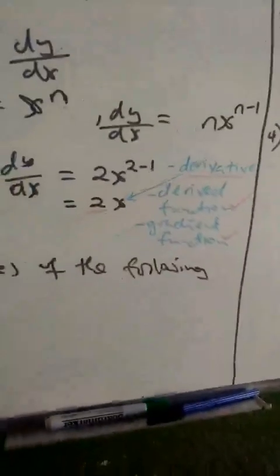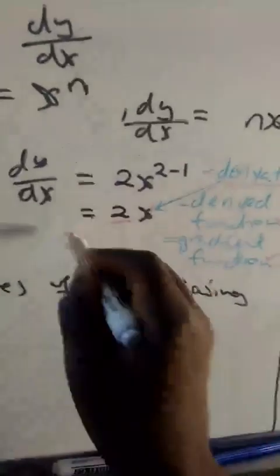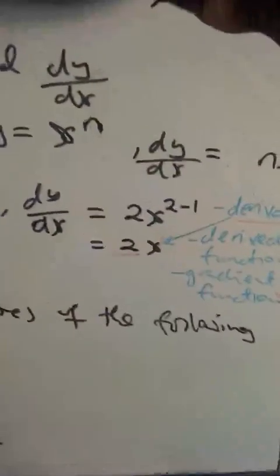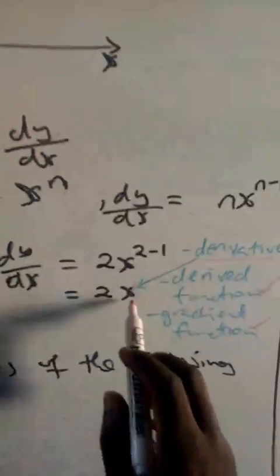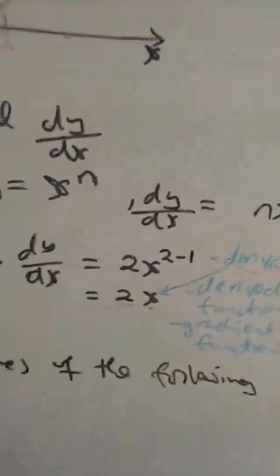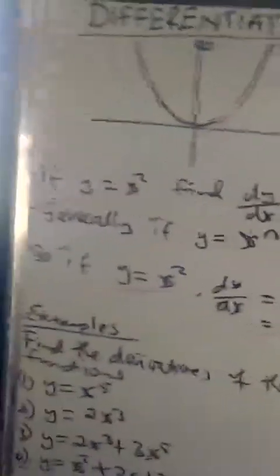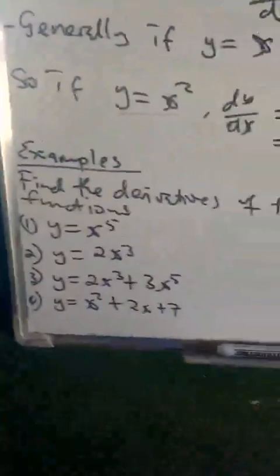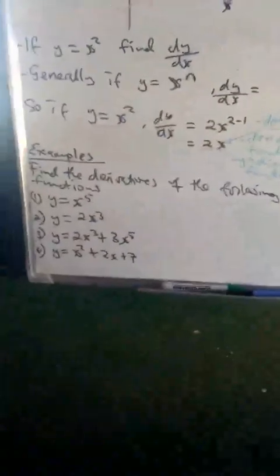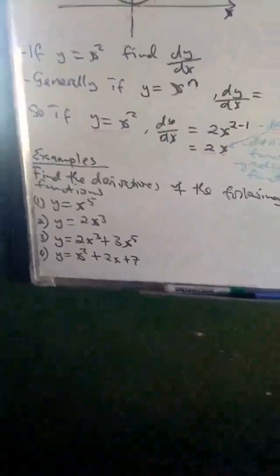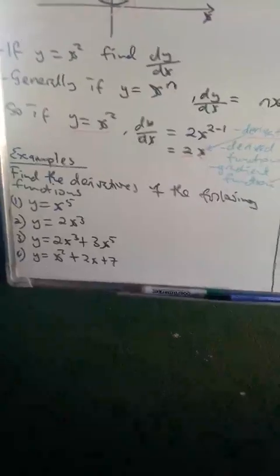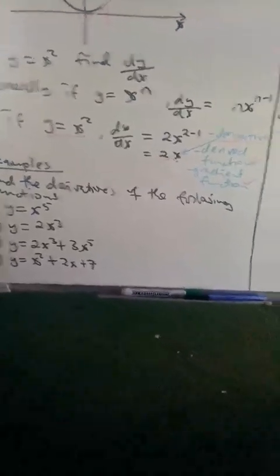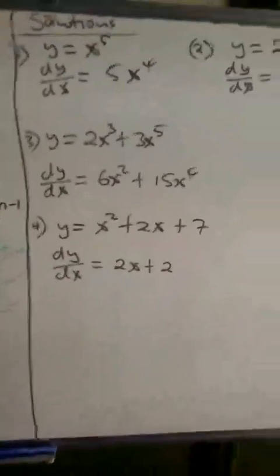Right. So that's differentiating. We said we want to find the gradient of the curve when x is equal to 2. Then you can just put x here, which is 2. Then you find 4, which means 4 will be the gradient at this point of the curve. Then I've put in some examples here. Find the derivatives of the following functions. y is equal to x to the power 5, y is equal to 2x to the power 3, y is equal to 2x cubed plus 3x to the power 5, and y is equal to x squared plus 2x plus 7. And here are the solutions.